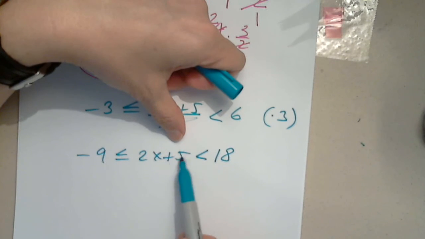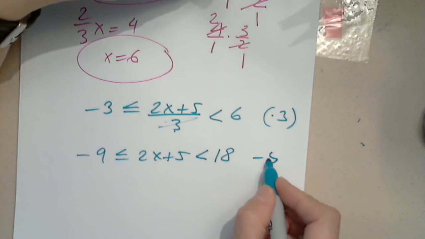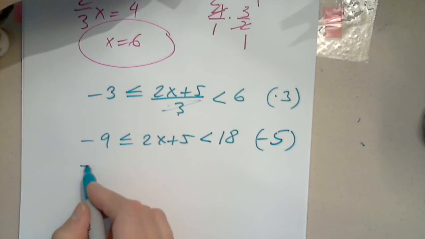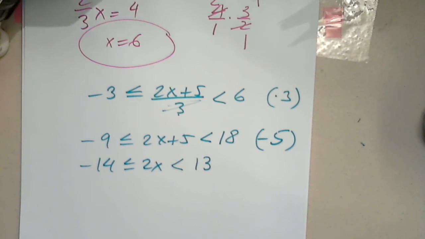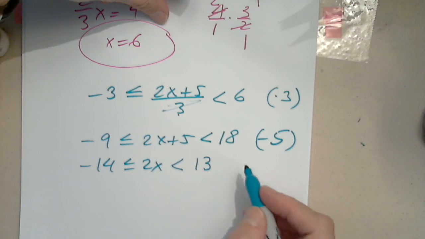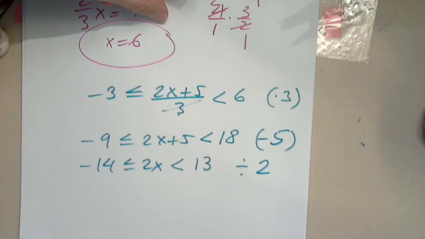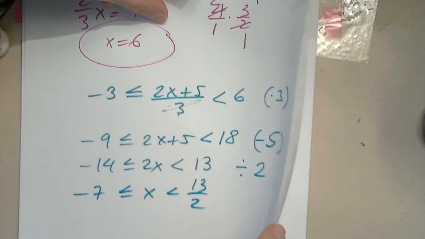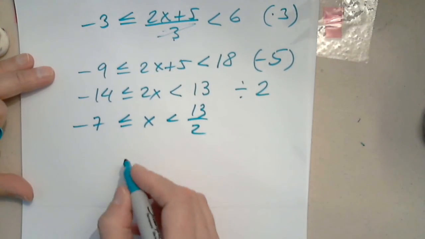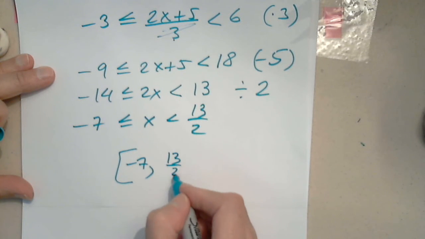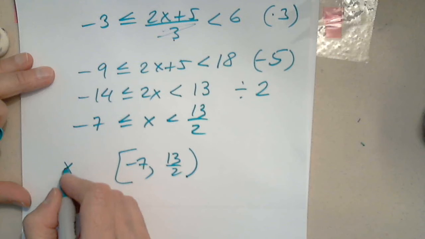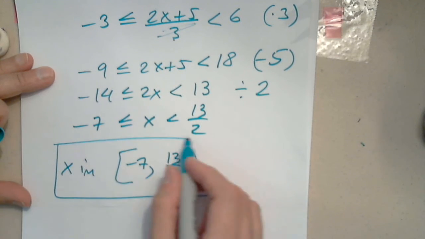Now I need to eliminate this, subtracting 5 from all three sides. And now I have to eliminate this, dividing all three sides by 2. The solution is right there, exactly what you see. And you see a bracket at -7, comma, a parenthesis at 13/2. I recommend writing x in, but it's not required.